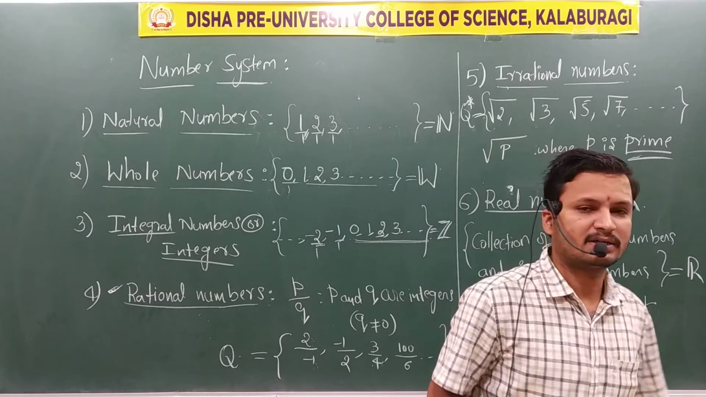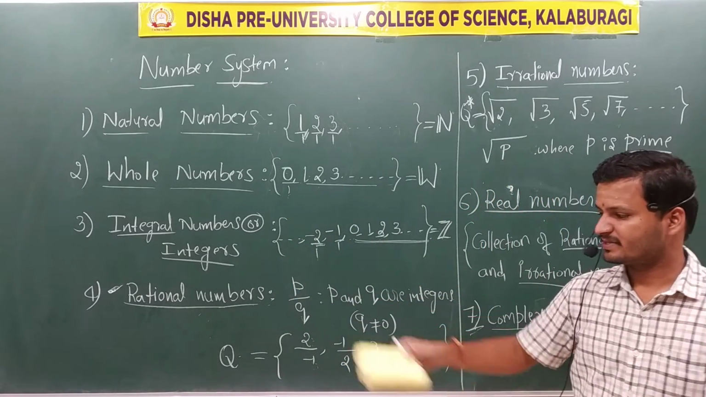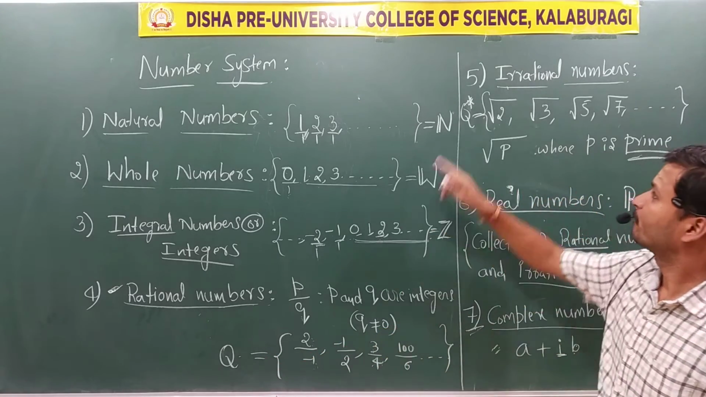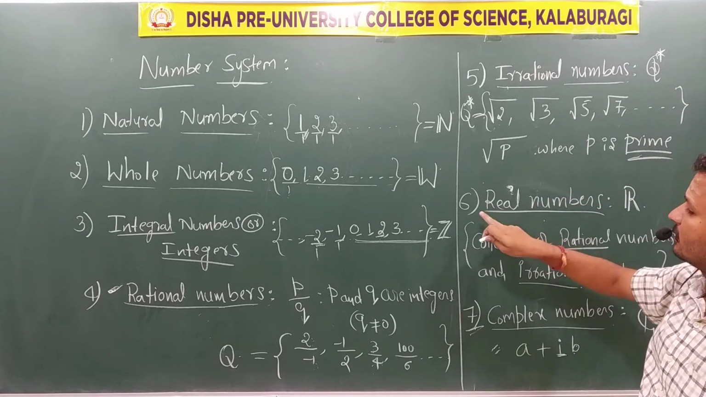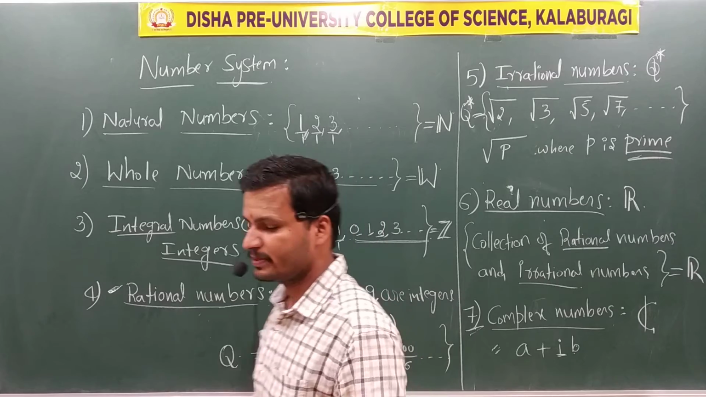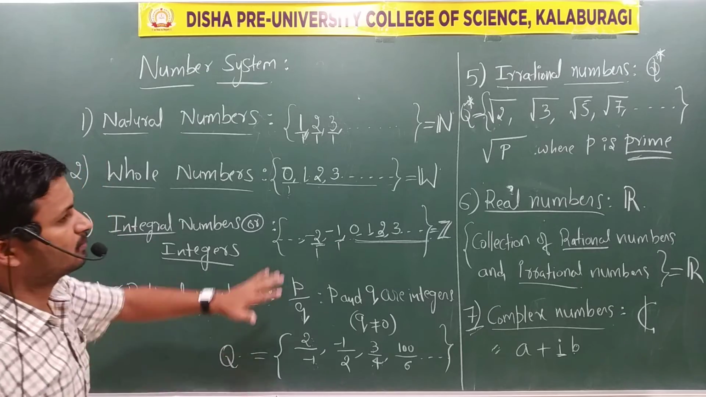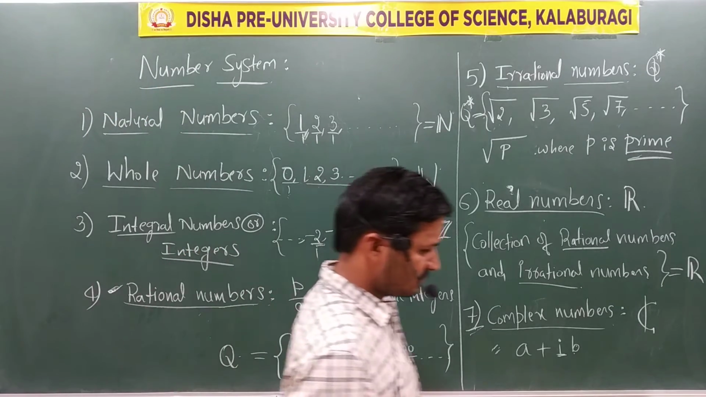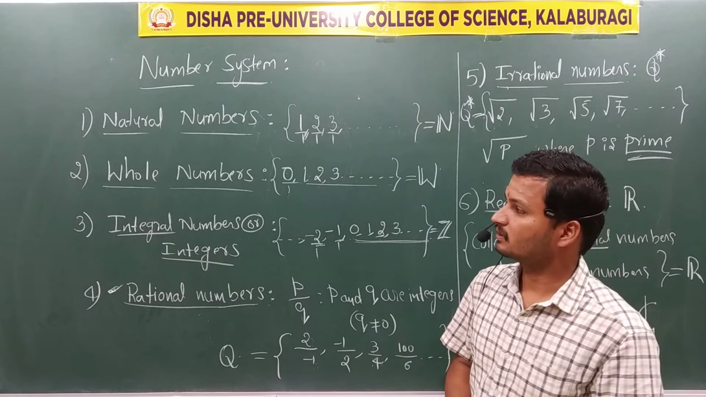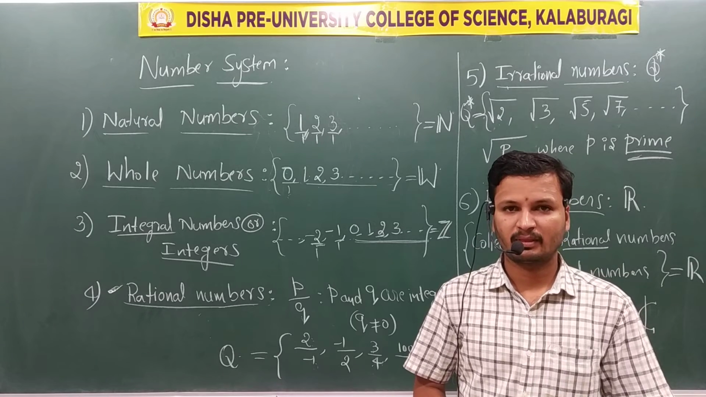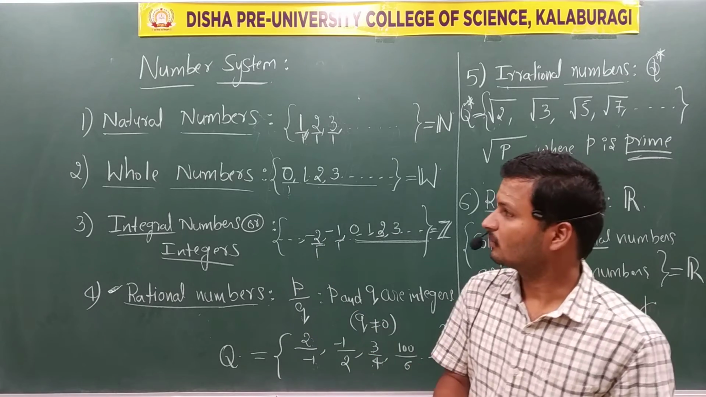These are all just notation. That means natural numbers by N, whole numbers by W, integers by Z, rational numbers by Q, irrational numbers by Q star, real numbers by R, and complex numbers by C. This is all about the number system. In the number system, some more are there: even numbers, odd numbers, prime numbers, and composite numbers. We'll see them.